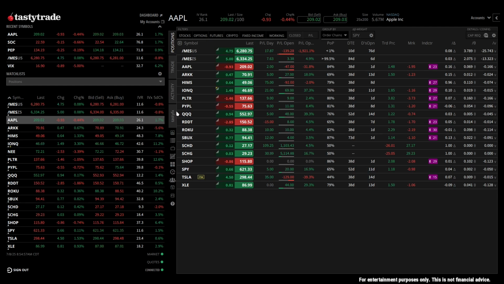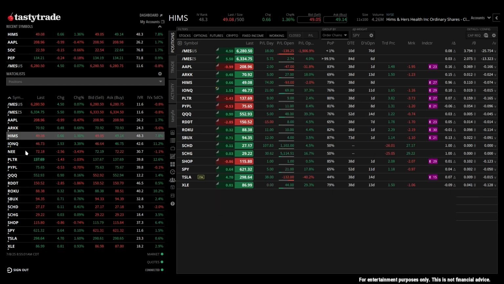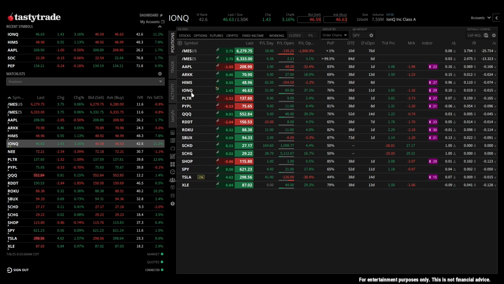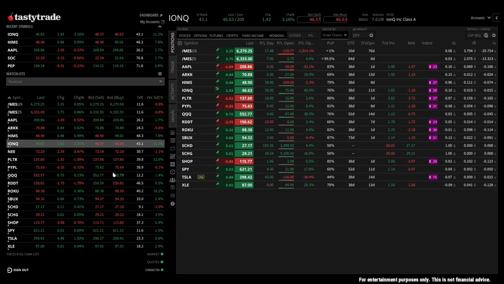HIMS is 48 IV rank, which is great for a strangle, right? Selling both sides of the trade. IonQ, which we just put on a closing order, but it's not filled yet, 42 IV rank, which is good for a put credit spread. Primarily a short options trade, the put credit spread.